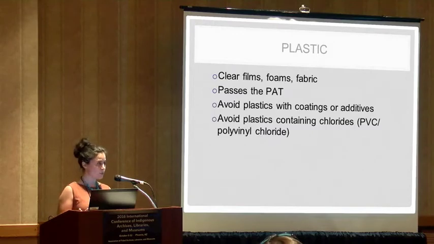So plastic comes in a variety of forms, in films, foams, and fabrics is how we use it for housing. Again, as with paper and board, you want to make sure that it passes the PAT test. You want to avoid any kind of plastics with coatings or additives because those can transfer over time to the photographic materials. You want to definitely avoid any plastics containing PVC, polyvinyl chloride, as that releases a lot of strong acids over time and can very actively deteriorate photographic materials.